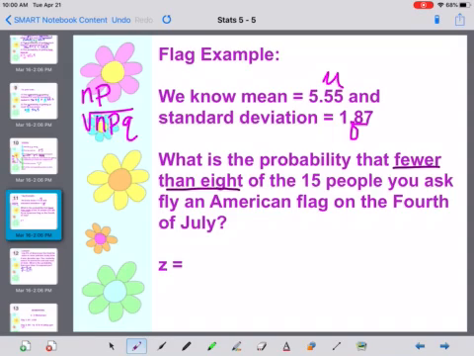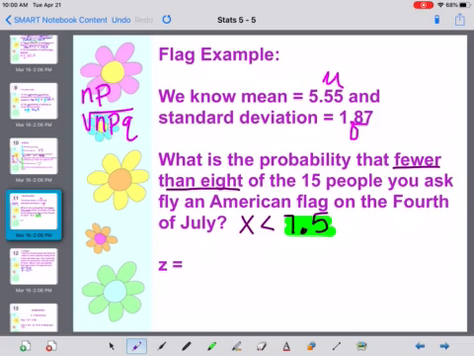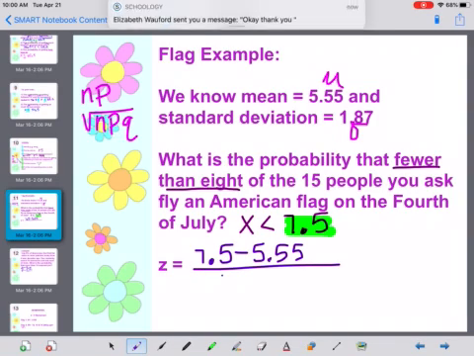Fewer than 8. So 8 does not get to be part of this. Since 8 doesn't get to be part of it, we're dropping down to 7.5 because it has to be less than 7.5. So that gives you your x. We dropped down to 7.5, which is your x, and now you find your z-score, which we've done a bunch of times. So your x, we decided was 7.5, minus your mean, which we already knew was 5.55, and divided by your standard deviation, which is 1.87.